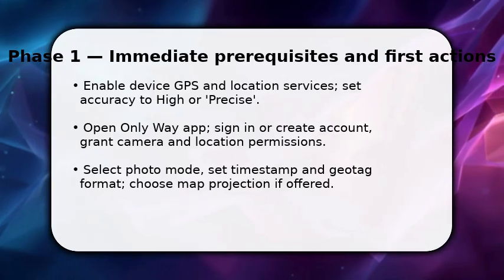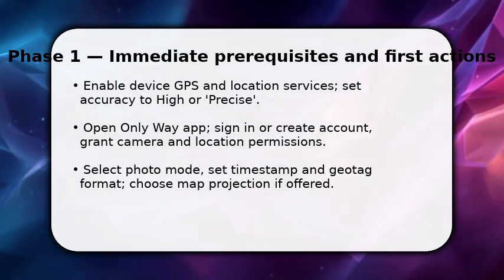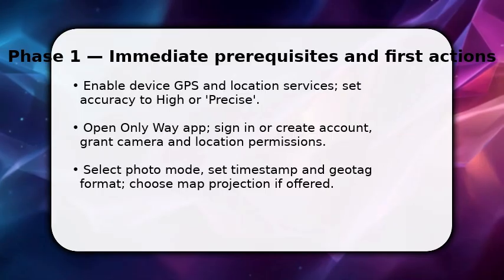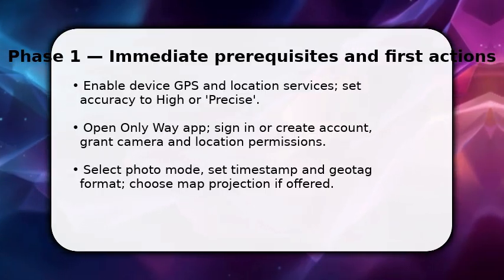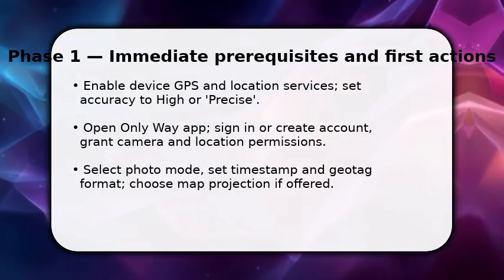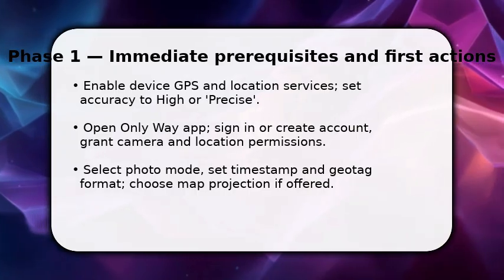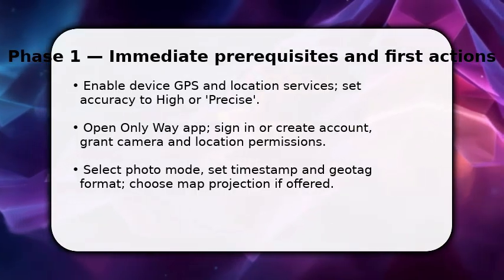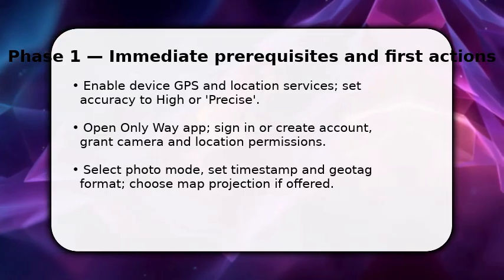You start by enabling your device GPS and setting location accuracy to high. This ensures precise coordinates. Once done, open Only Way, sign in or create an account, and grant camera plus location permissions so photos can store geotags.